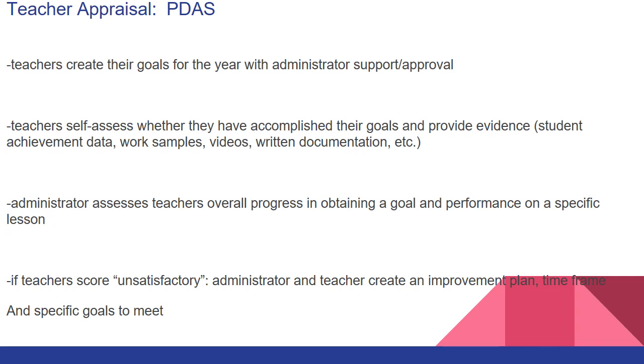If teachers score unsatisfactory in the PDAS system, the administrator and the teacher have to create an improvement plan. And the administrator has to give the teacher a significant amount of time and opportunities, including professional development and support systems, so that the teacher can build their professional abilities and ideally meet the specific goals. So in general, administrators have to provide a sufficient amount of support and growth opportunities for that teacher so that that teacher can ideally be successful in the long run.